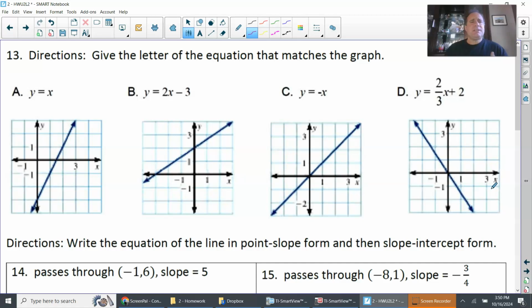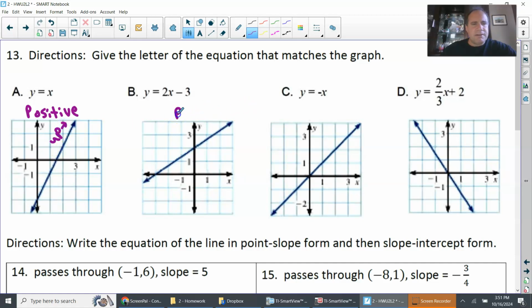So for number 13, it's very simple. You have to just look at the clues that are given. You could do rise over run, but I'm going to do this a different way. So we have to give the letter of the equation that matches the graph. So I'm looking at this, and the first thing I see is that this is a positive slope. This is a positive slope because it's going up from left to right.